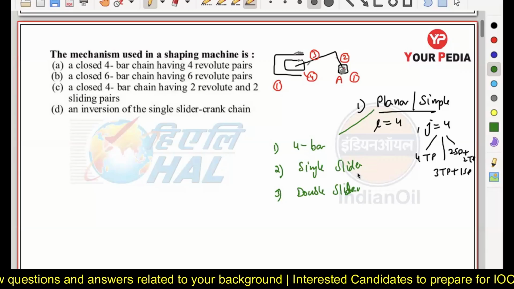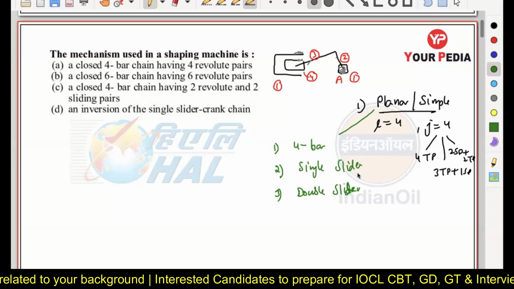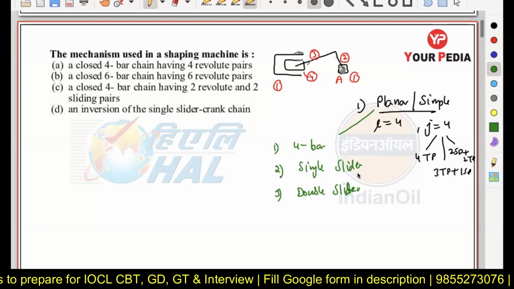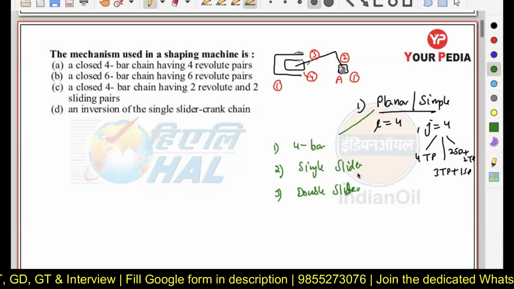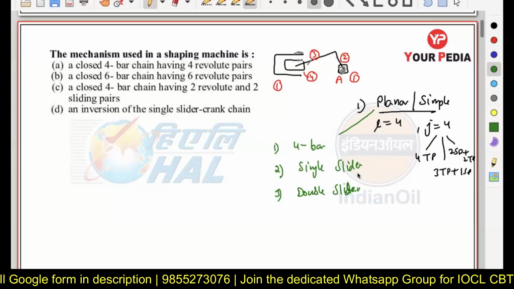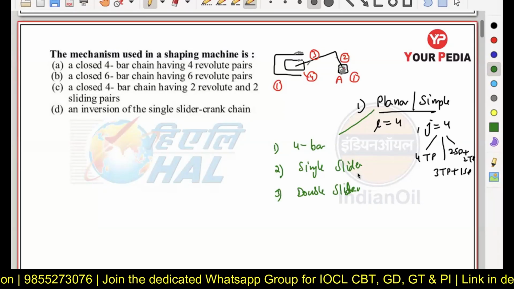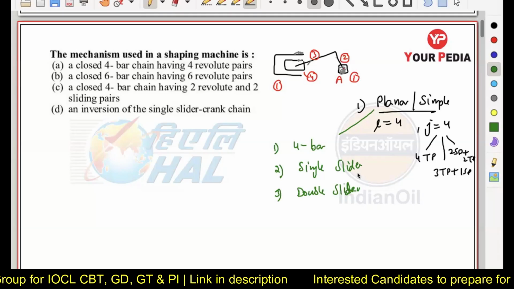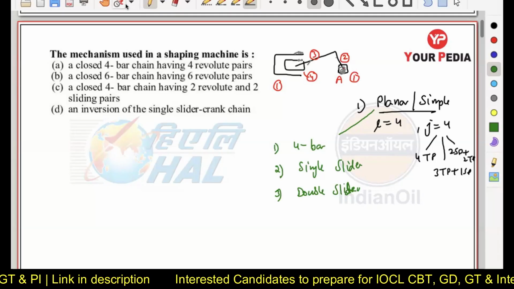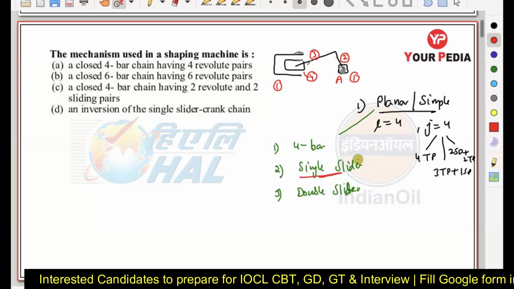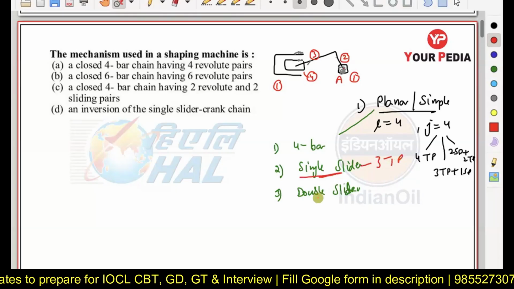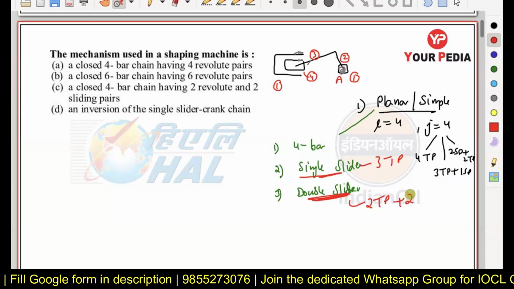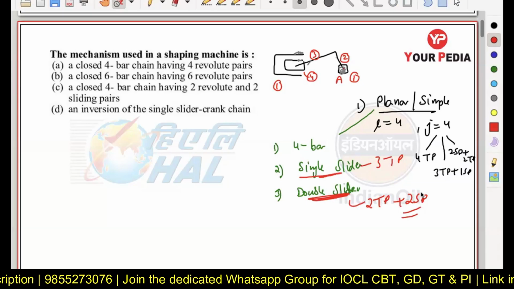For example, in the case of a 4-bar mechanism, you are going to see all four turning pairs. In the case of a single slider crank mechanism, you are going to see three turning pairs with one sliding pair. In the case of a double slider, you are going to see two turning pairs with two sliding pairs. That you have to remember.